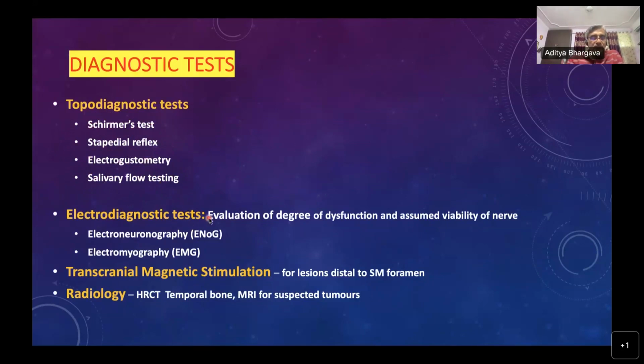Then the second one, which is very important, is the electrodiagnostic test. They evaluate the degree of dysfunction and the assumed prognosis via the viability of the nerve.